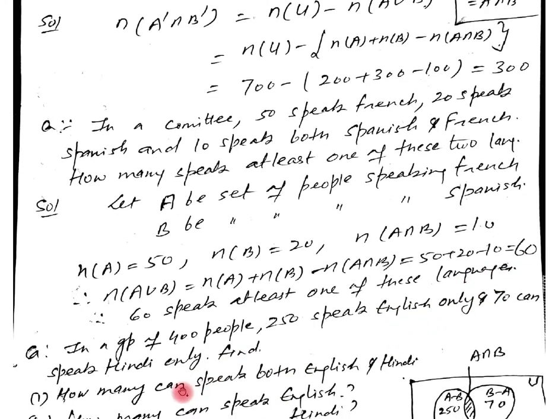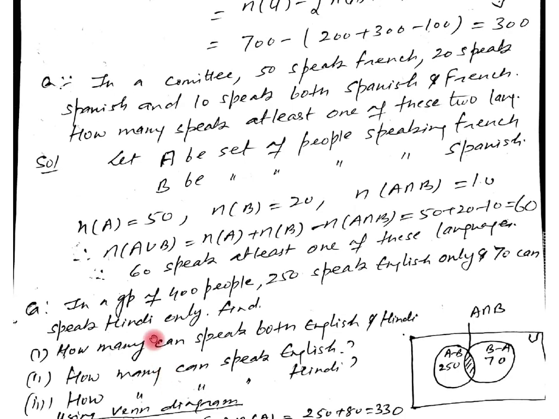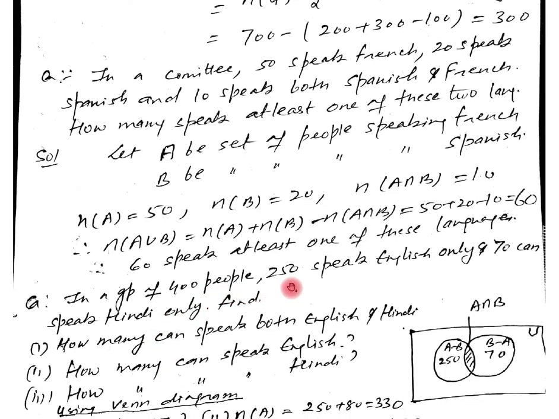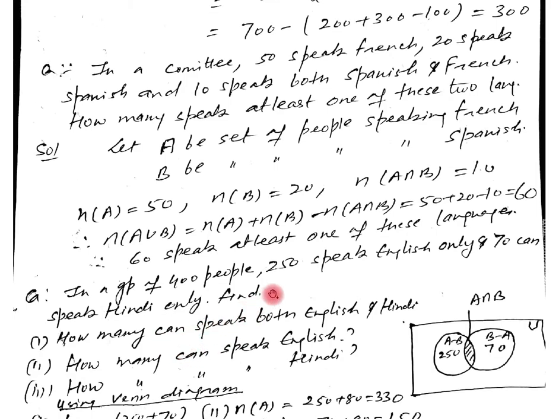Now let us see another question. The question is: in a group of 400 people, 250 speak English only and 70 can speak Hindi only. You have to find these quantities. First, the word is "English only." Now suppose A is the set of people speaking English and B is the set of people speaking Hindi. Then 250 speaking English only means the number of A minus B, and similarly the 70 who speak Hindi only means the number of B minus A, which is given to be 70.